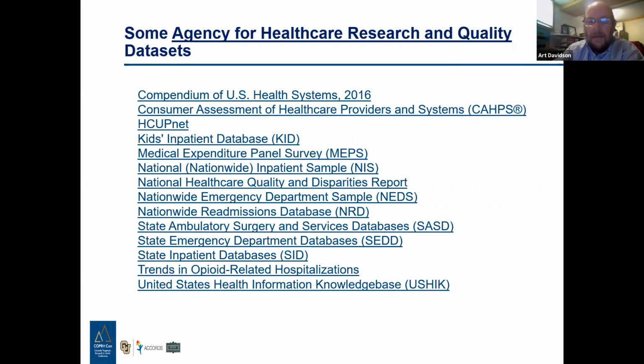Another agency under HHS is the Agency for Healthcare Research and Quality, and they have here, as I mentioned, their focus on cost, the Healthcare Cost and Utilization Project. They have inpatient databases, the medical expenditure survey, a variety of resources based on quality, on readmissions, on emergency departments, and even topic related like opioid related hospitalization. So a wealth of information from the AHRQ.